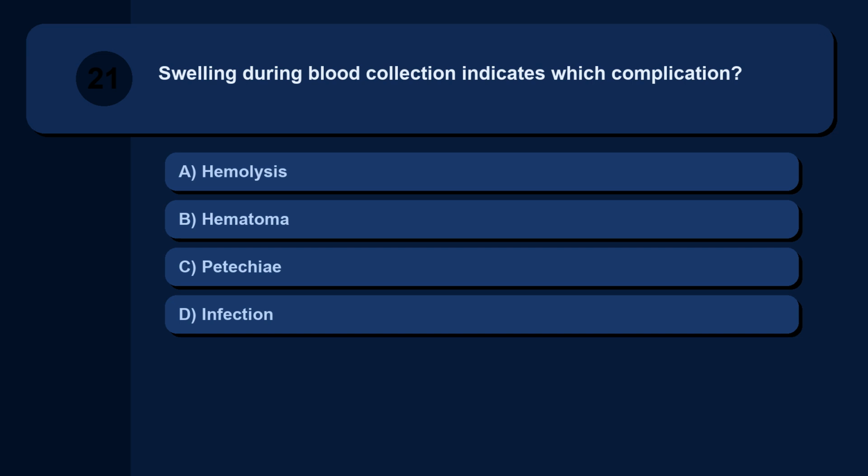Question 21. Swelling during blood collection indicates which complication? Hemolysis, hematoma, petechiae, infection. Blood leaking into surrounding tissue causes swelling and bruising, indicating a hematoma. This requires immediate needle removal and firm pressure application.